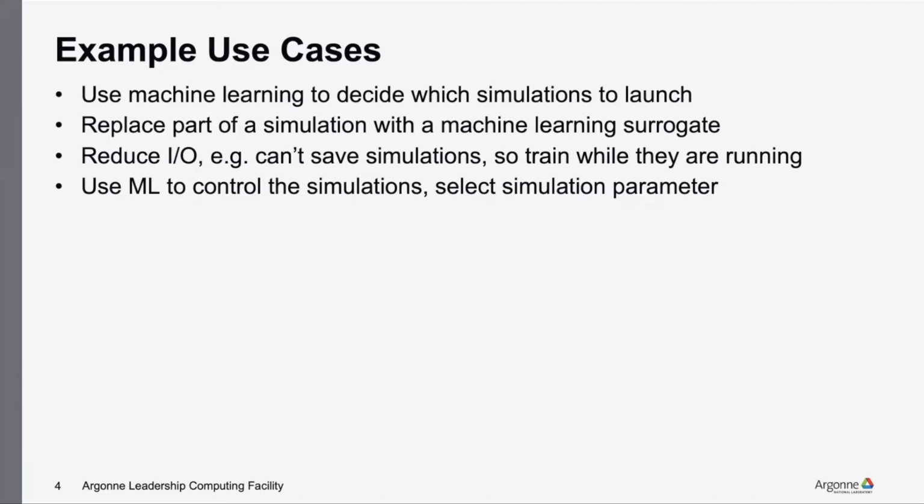You also could want to couple them in order to reduce I/O. For example, your simulations are too big to ever save to disk, and so you want to run the machine learning at the same time as the simulations are running and pass the data over without saving to disk in the meantime. And people also are using machine learning to control simulations, such as picking some parameter or numerical scheme. I have more examples, including papers, in the repo, or in the bonus slides in this deck.